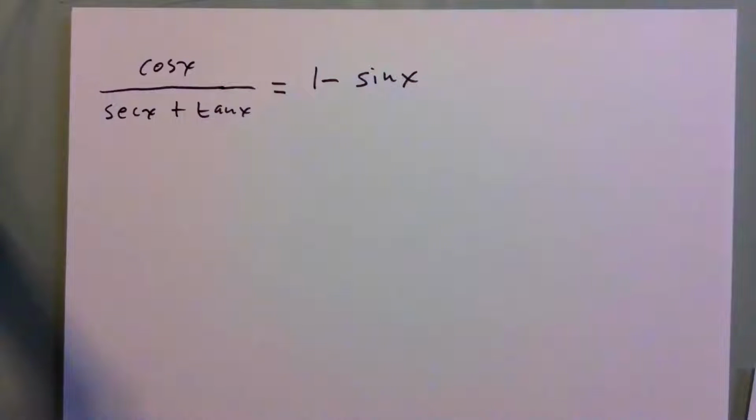So I'll give you some hints as you're getting started with this. We're going to go ahead and convert everything to sines and cosines, and then do the various algebraic manipulation we need to do to get that to equal 1 minus sine x. So again, I'll give you the next couple minutes to work on that, and then we'll get started officially here shortly.